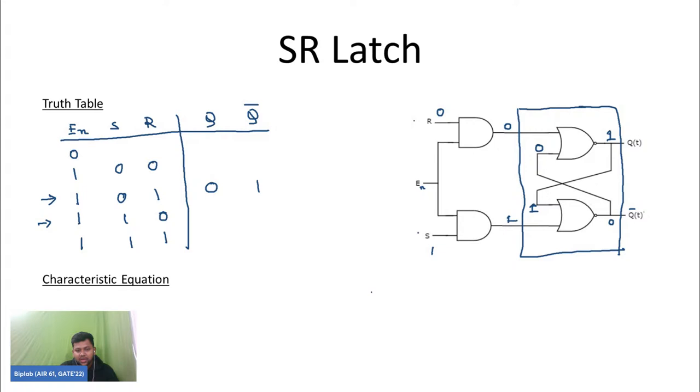So now the output is stabilized. That means it is remaining the same. The output is always remaining this, that is Q is 1 and Q bar is 0. Okay, so now let's execute the other cases, which are a little bit trickier.